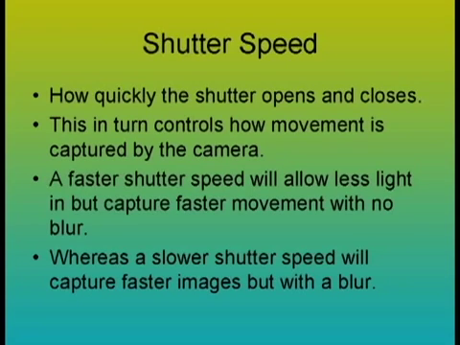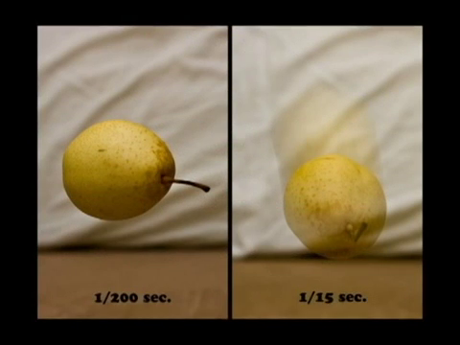A faster shutter speed will allow less light in, but capture faster movement with no blur, whereas a slower shutter speed will allow more light in, but with a blur. The image on the left is that of a photo taken with a faster shutter speed, creating a crisp image. The image on the right is that of a photo taken with a slower shutter speed, creating a blurred image.